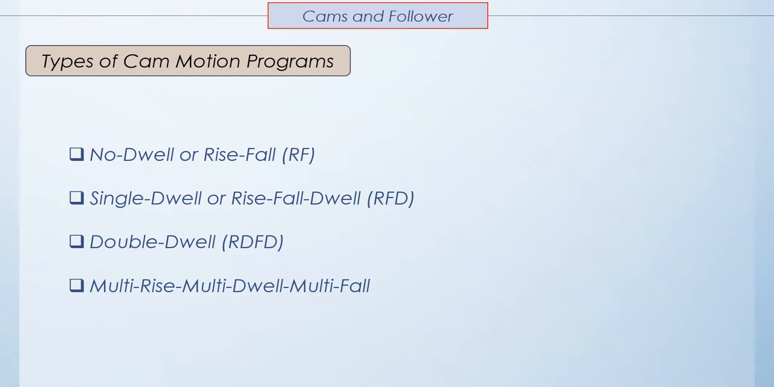No dwell motion. The second one is single dwell, or rise-fall-dwell, which we call RFD. This is what we call the automotive cam. The main purpose is to open and close the valve and hold it closed during the dwell period while the gasoline is ignited. You open the exhaust to burn off the gas, open the intake valve to get new fuel in, and close both while you compress the charge and ignite. That is how it works with an RFD type of cam motion.